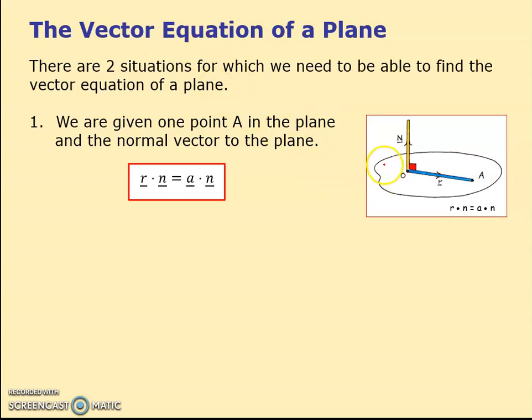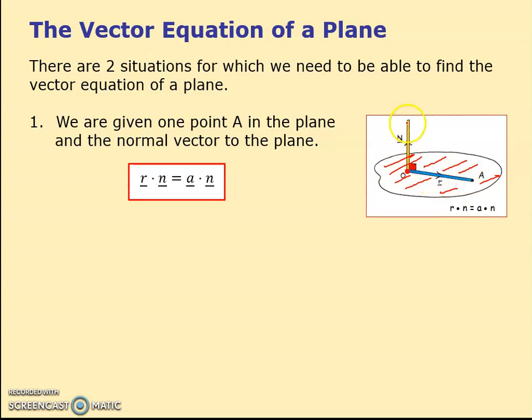Remember, a plane is a flat surface. So this is one such flat surface. You can see it drawn here. And the idea being, if I know a point in the plane, and thereby I know a vector in the plane. This R is a vector in the plane, R.